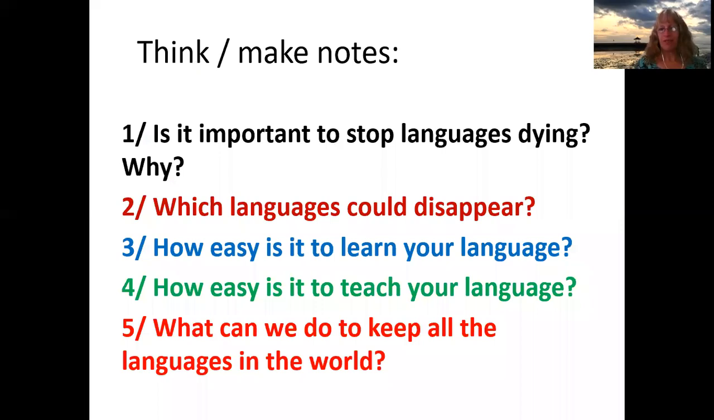So, do you think it's important to stop languages dying? Why? You could read more about that before you get your ideas, if you like. Which languages do you think could disappear? Are there any in your native country, for example? How easy is it to learn and teach your language? And the most important question, what can we do to keep all the languages in the world? Very important resources of culture and history and communication. Make a few notes. We're going to do some writing later.